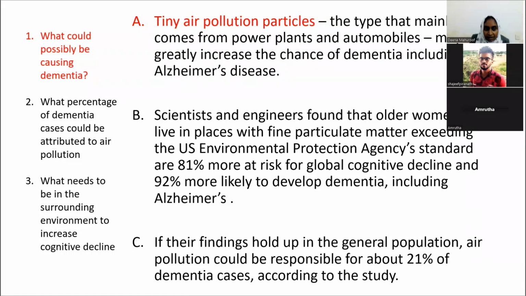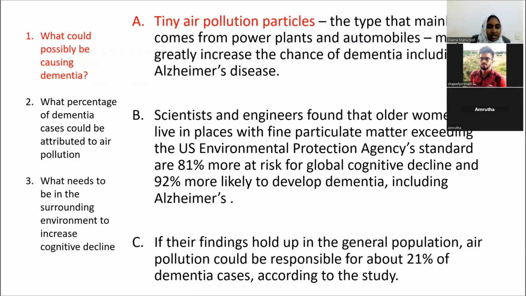So let's see for the percentage and air pollution. Scientists and engineers found the older women who live in places with fine particulate matter are 81% more at risk for global cognitive decline, 92% more dementia. So there is no air pollution here. So let's go to paragraph C. If their findings hold up in general, air pollution could be responsible for 21%. So you have the keyword air pollution and you have a percentage, a number as well.